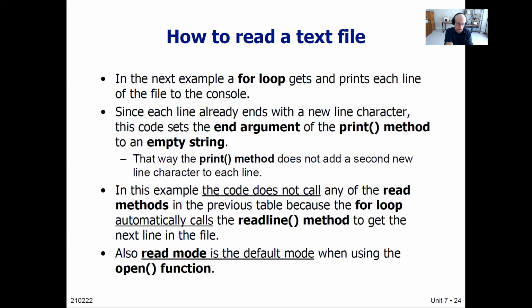So in this example, the code does not call any of the read methods in the previous table, because the for loop automatically calls a read line method to get the next line in the file. Think about that a second, the next to last bullet here. So by default, the for loop uses the read line method. By default, the open function uses the read mode. So now we got two things that are going to happen in our example that we're not going to see.